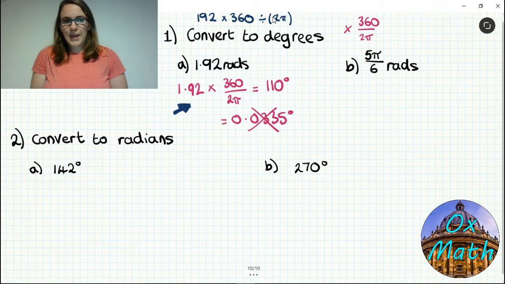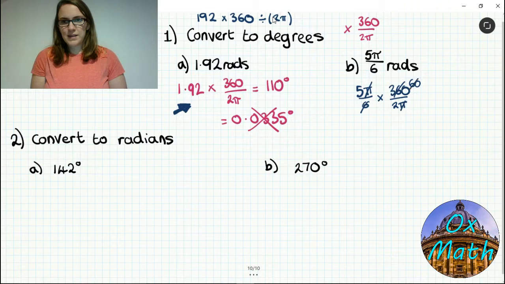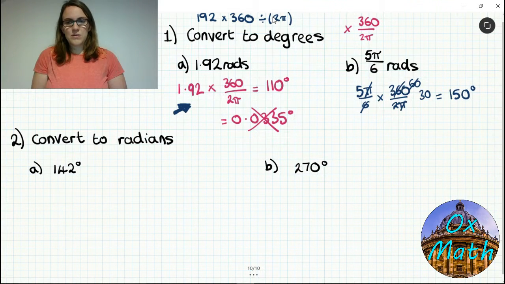So let's have a look at number 1b. So this time again we are multiplying by 360 over 2 pi. And we can actually simplify this fraction down. The pi's cancel out. The 360 divided by 6 is the same as 60, and then 60 over 2 is the same as 30. So we end up with 5 times 30, which is 150 degrees. Again, you could have just typed it into your calculator and it would have given you that, but it is a good skill to be able to cancel down and work out the fractions.